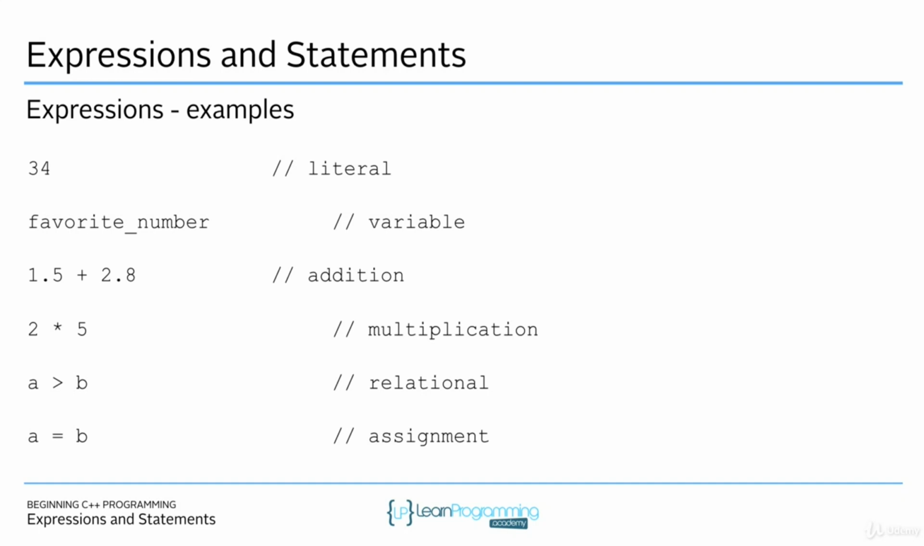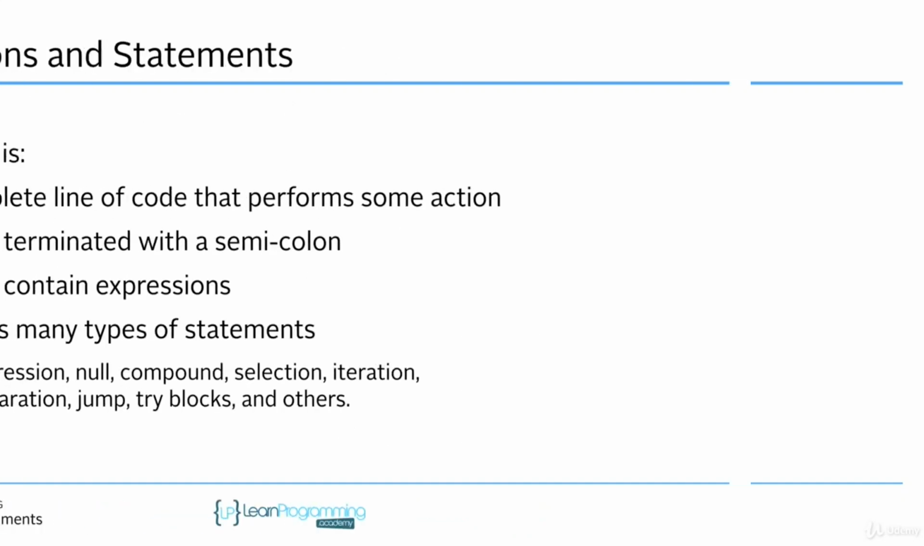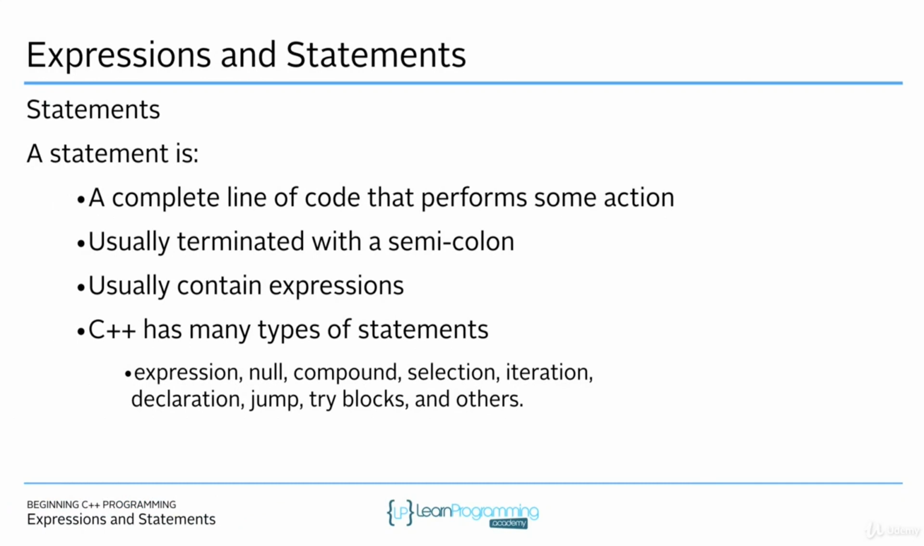Now let's see what makes a statement different from an expression. A statement is a complete line of code that performs some action. Statements are usually terminated with a semicolon. When you first learn C++, it's a very common error to forget to terminate statements with semicolons. Statements usually contain expressions. As you would expect, C++ has many types of statements. It has expression statements, the null statement, compound statements, and more. We'll discuss specific types of statements in the next several sections of the course.